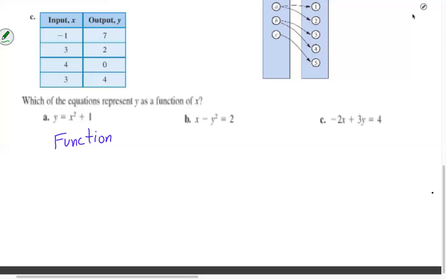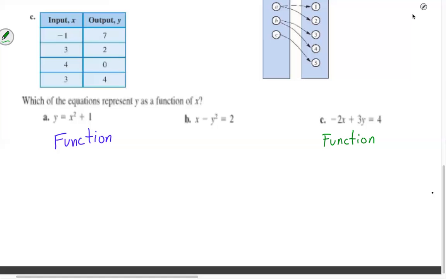And I make mistakes all the time. So don't be ashamed about it. You learn more from making a mistake than you do from actually getting it right. Ready, Abby? I'm going to show you why B is not a function. Are you with me here? Yep. All right, ready? Here we go.